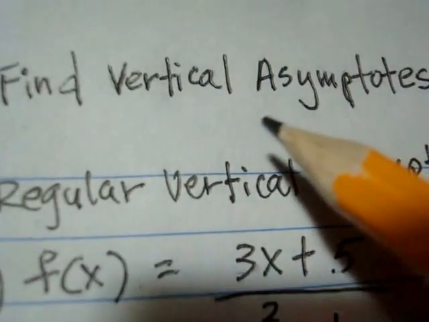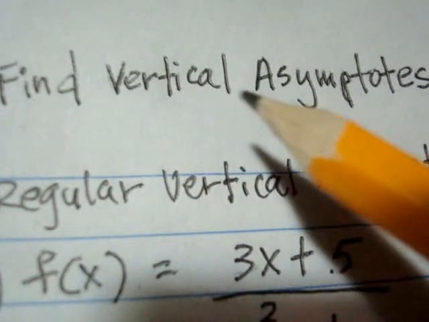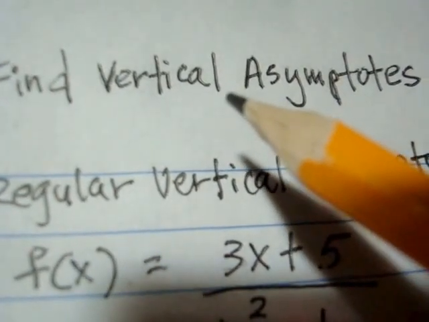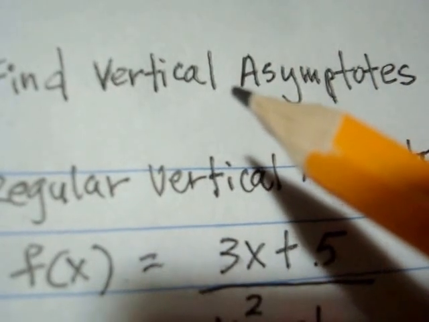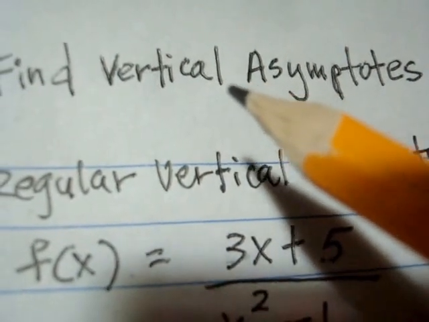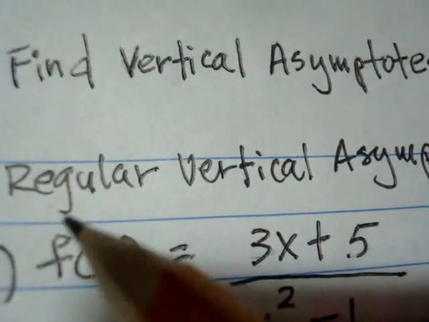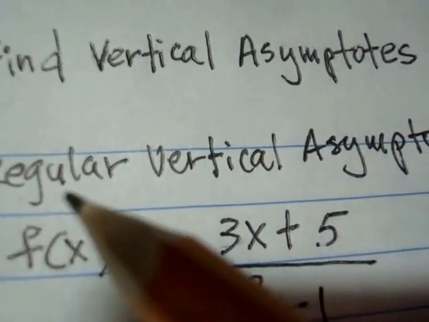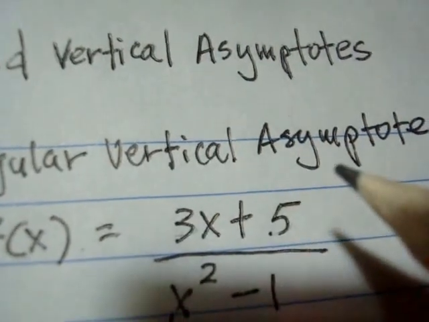Find the vertical asymptotes. What is a vertical asymptote? A vertical asymptote is basically an invisible line that goes vertically down the coordinate system. For instance, let's start with the first example. The first example is called a regular vertical asymptote.